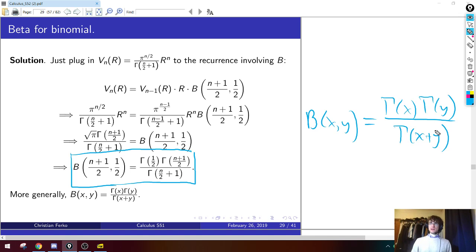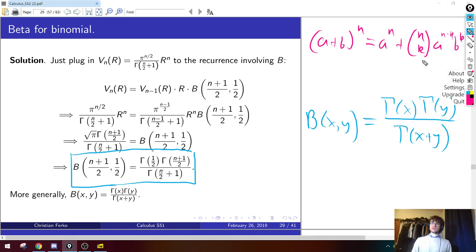Now this might remind you, except for some signs, of something you've seen before. Do you remember when you were proving the power rule and you had this formula, a plus b raised to the power n? It was like a to the n plus a bunch of terms that looked like n choose k times a to some power minus k, b to the k. Do you remember these symbols? I recognize them, but could not define them.